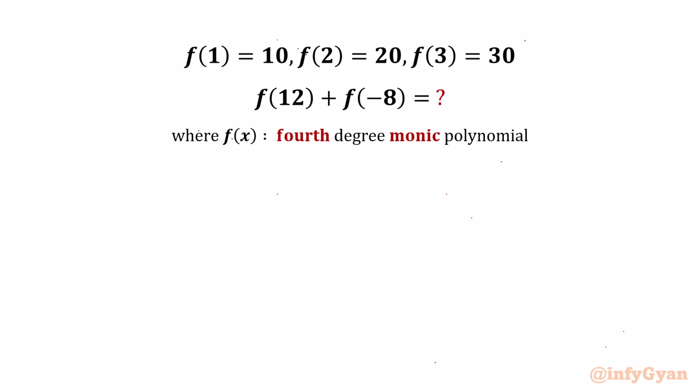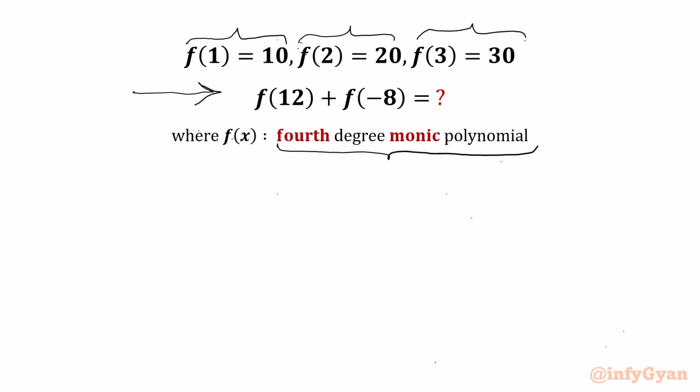In this video we have one very interesting question from Math Olympiads. Here we are going to calculate f of 12 plus f of minus 8, if f of 1 is given to us 10, f of 2 is 20, f of 3 is 30, and f(x) is a degree 4 monic polynomial. A polynomial is said to be monic once its leading coefficient is 1.